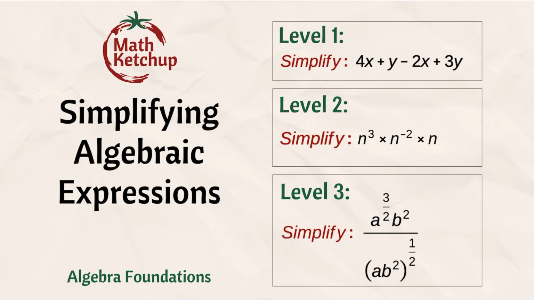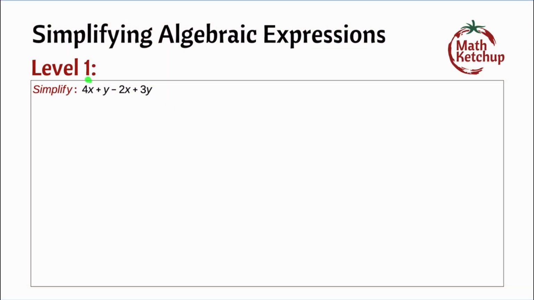Let's get started. All right, our first example at level 1 here is simply collecting like terms. We can see in our example that we have 4 terms, as terms are separated by addition and subtraction signs. I'm going to collect our like terms, meaning I'm going to move my x's to the front and then have my y's follow behind. This allows us to collect like terms.